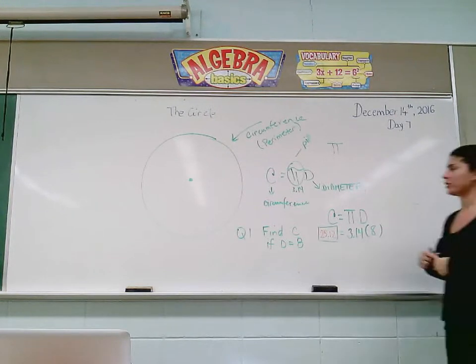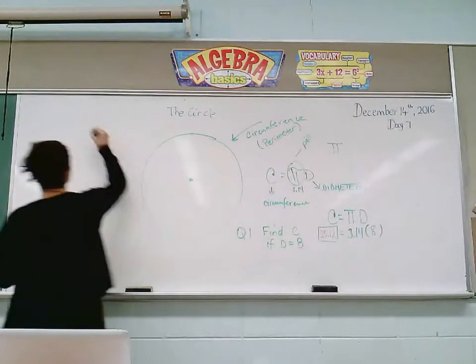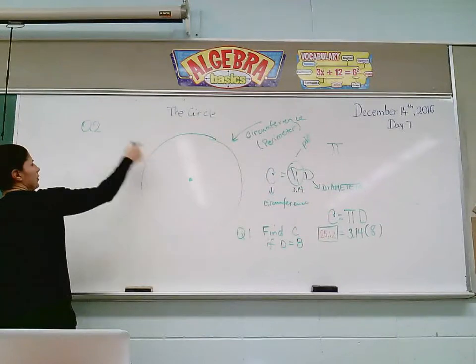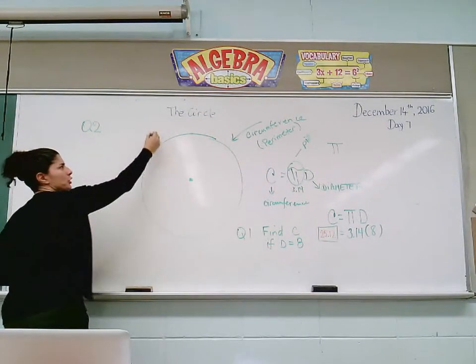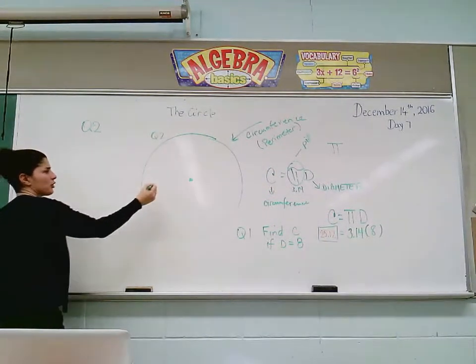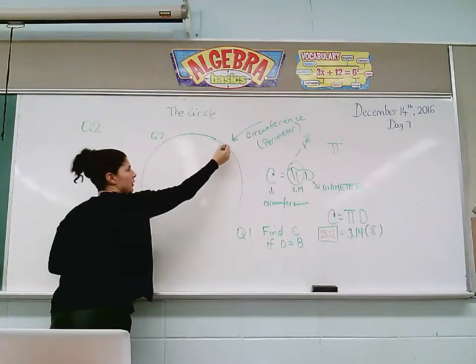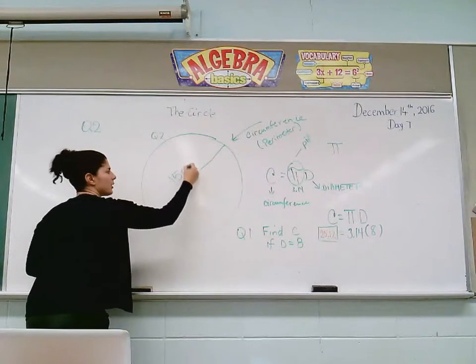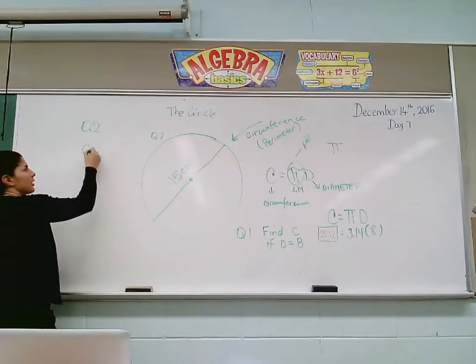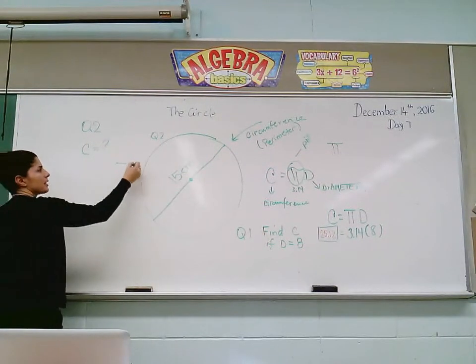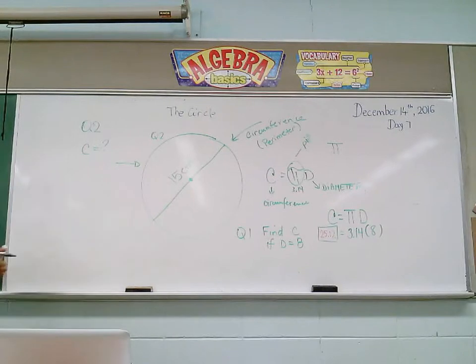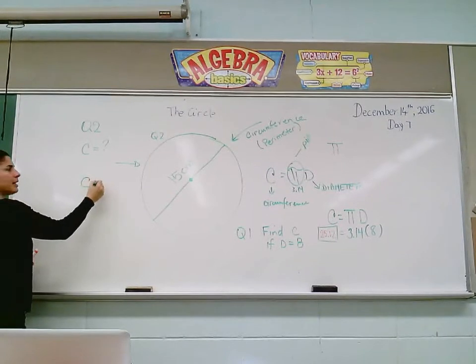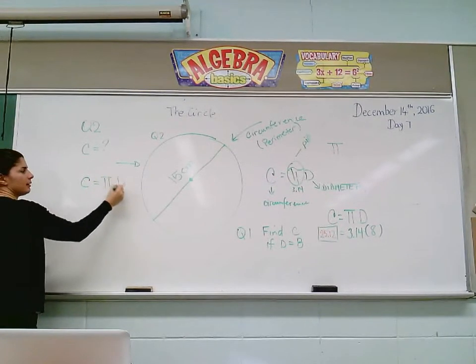Let's do question number 2. So I'm putting question number 2, and this time I'm going to use this circle for question 2. And I'm going to show you this line here. I'm going to say, hey, by the way, this line here is 15 centimeters. What's the circumference of this circle? What's the first thing you're going to do? Write the formula. So the first thing I want to see is C equals pi d.